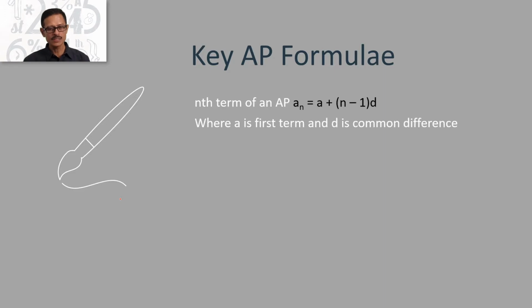We'll find out the nth term. The formula to find out the nth term, an is the nth term, is equal to a plus n minus 1 into d, where a is the first term, d is the common difference, and n is the term that we are interested in finding out.